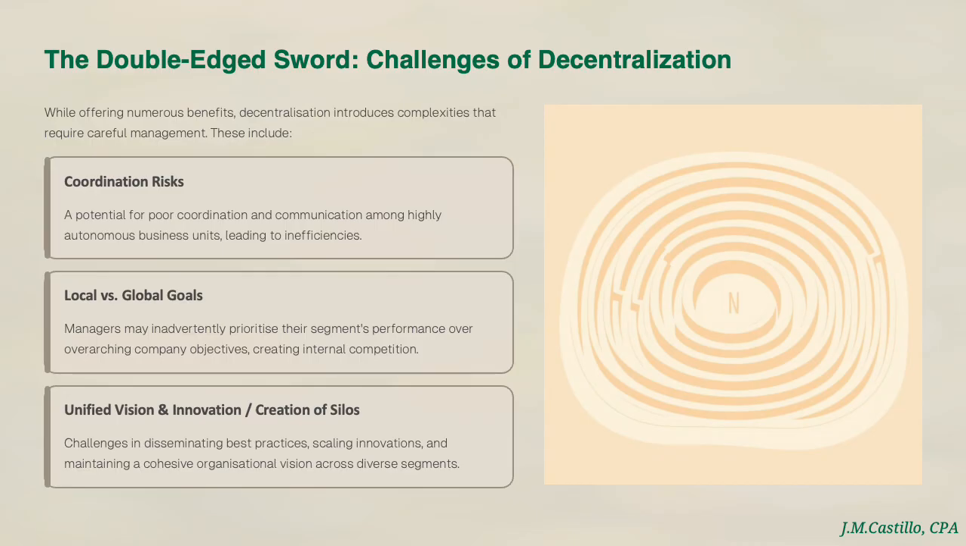Yun ang isang negative. Number 3 is unified vision or innovation or creation of silos. When you say silos, ito yung nagkakaroon ng isolation. So, related lang din siya sa pagkakaroon ng subunits, challenges in disseminating best practices, scaling innovations, and maintaining cohesive organizational visions across diverse segments. The thing here is that kung ba't focus nga, sample na lang natin, every department kasi bukod dun sa organizational key performance indicators that will measure their performance, meron ding KPIs or key performance indicator in every department.